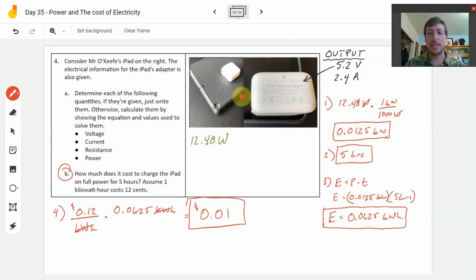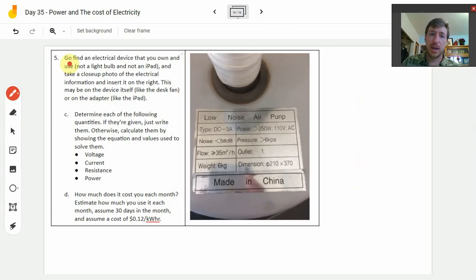So the last thing that you guys need to do is find an electrical device of your own, and take a close-up photo of that electrical information. Sometimes it's on the cord, sometimes it's on the device itself. Here's one I found for the air pump, and this one has the power and it has the voltage, right? So you need at least 2 of those things, and with any 2 of these, you can solve for the others. You might have 3, but take a close-up of that information.